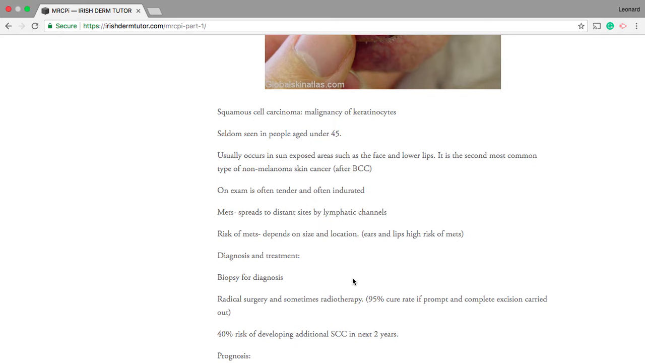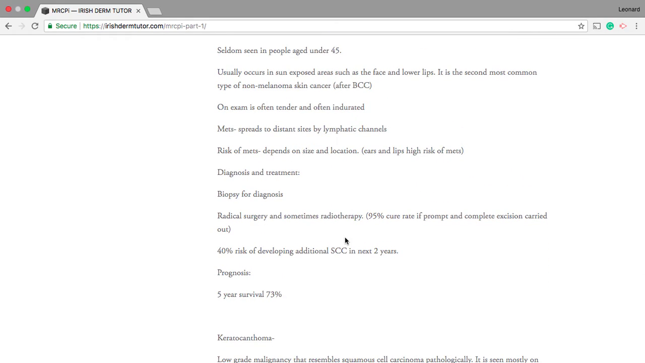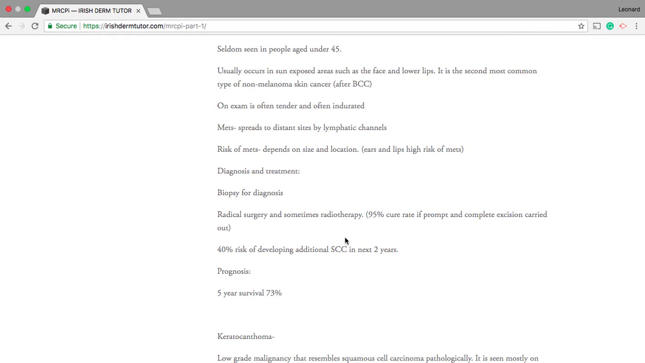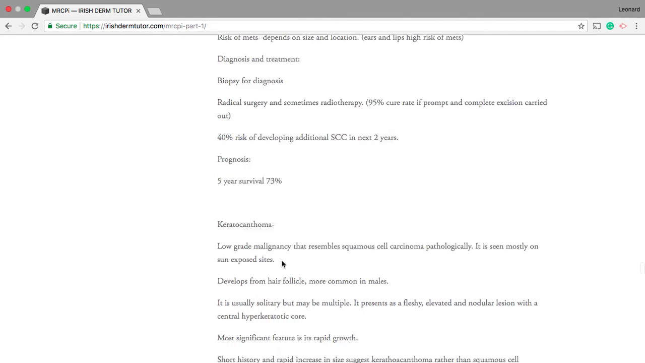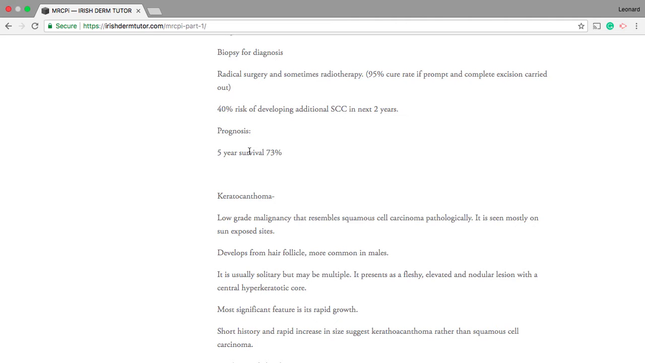Obviously the bigger, the more risk, and also the location. It's important to note that the ears and the lips are the areas of highest risk of metastasis. You can get a diagnosis through biopsy, and then treatment is usually surgery to excise the lesion, and in some cases radiotherapy is also indicated. The prognosis is okay, a 5-year survival of 73% usually. But this depends really on how big the lesion is and where it's found.